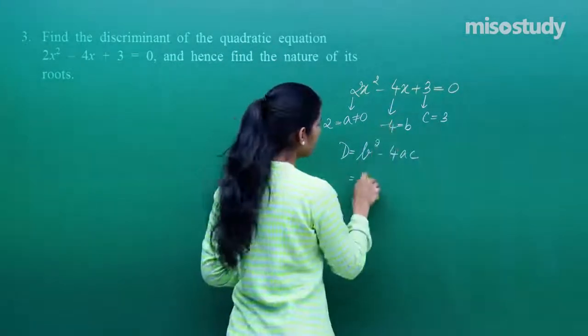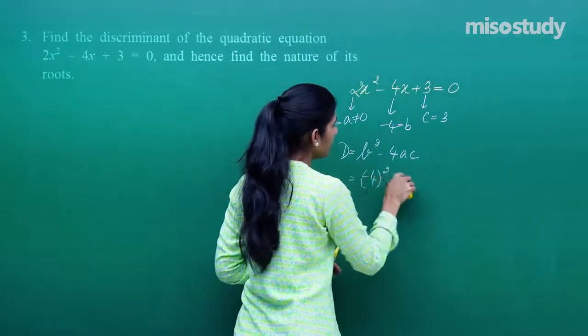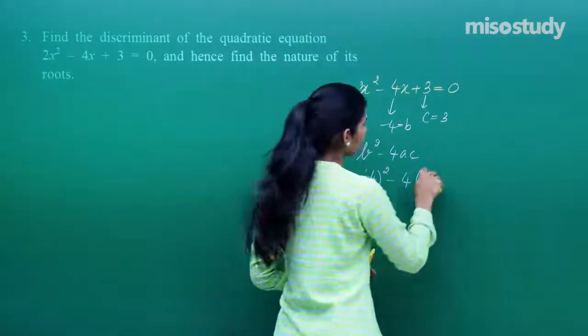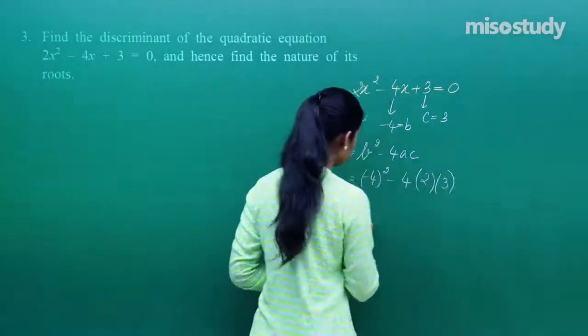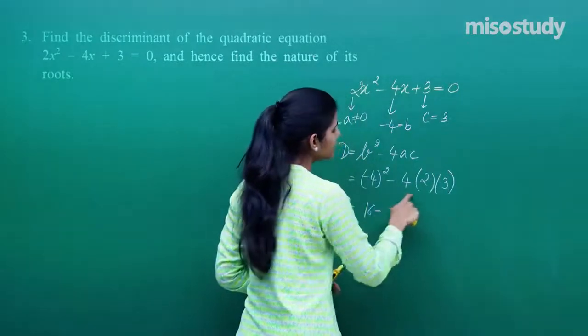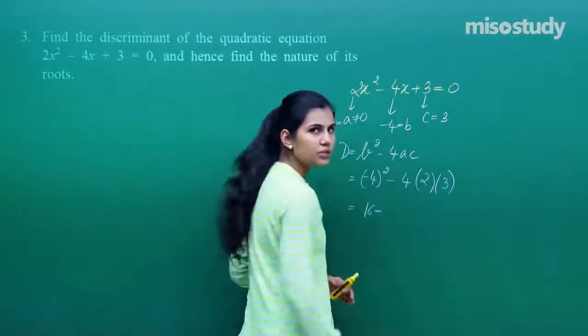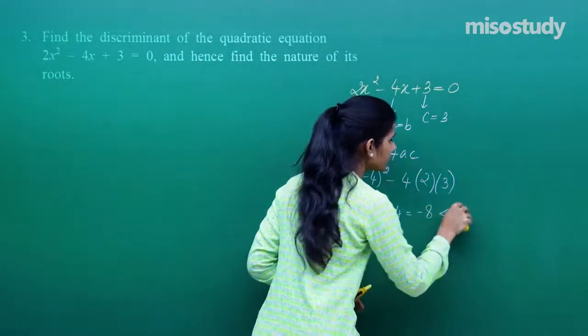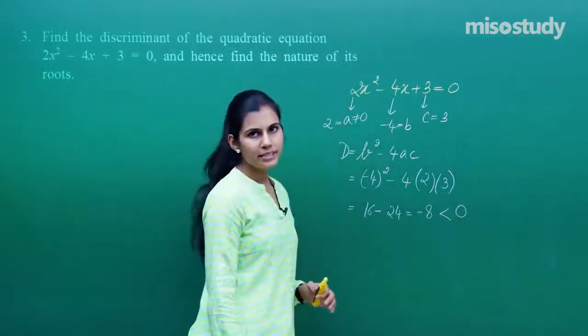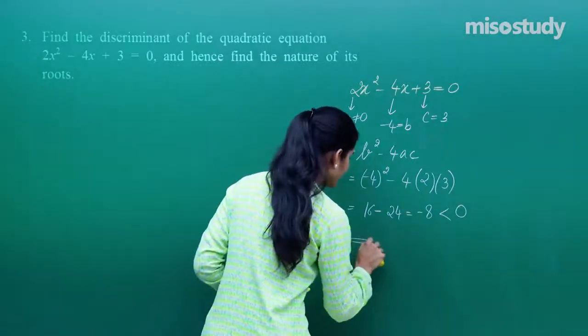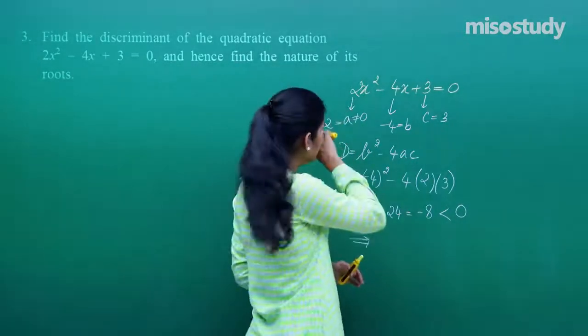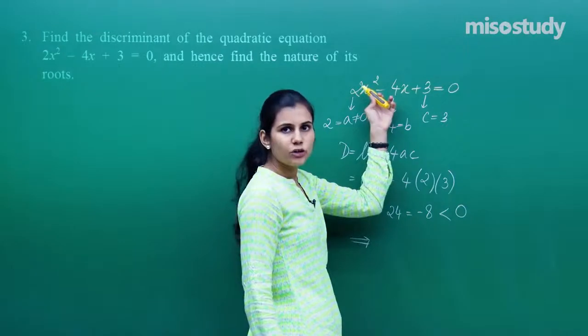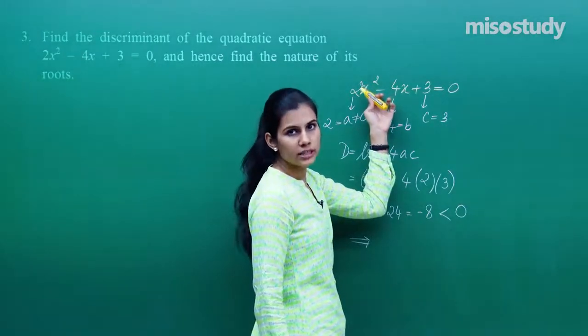b square is what? Minus 4 whole square. Minus 4 into a is 2 and c is 3. This is 16 minus 4 into 2 is 8, 8 into 3 is 24. This gives you minus 8, which is negative. The moment discriminant is negative, this implies what? That this quadratic equation has absolutely no real roots.